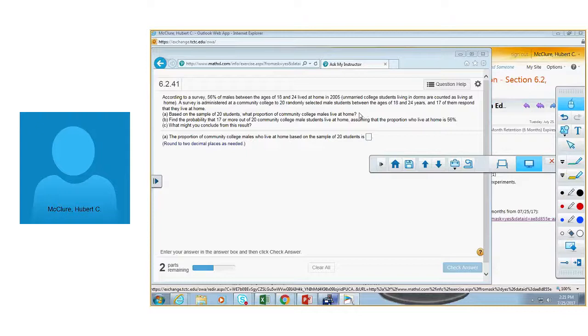85%, because that would be 17 over 20, correct? Find the probability that 17 or more out of the 20 community college students live at home. That would be 17, 18, 19, and 20, would it not? So that would be 85. The complement of 85 is what? I would say 15%, but I'm not sure.